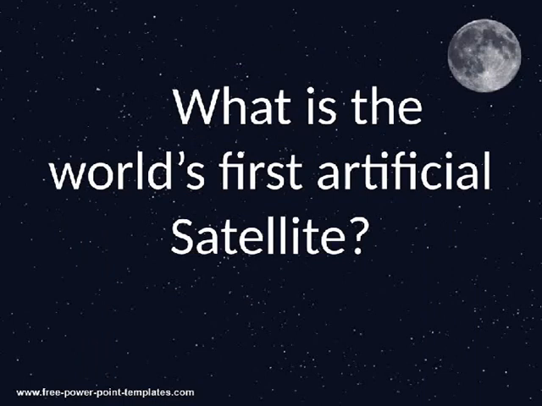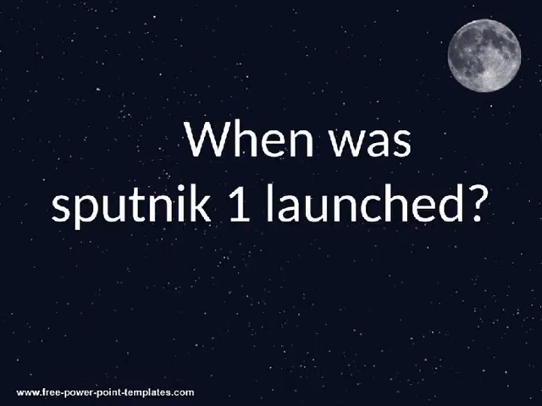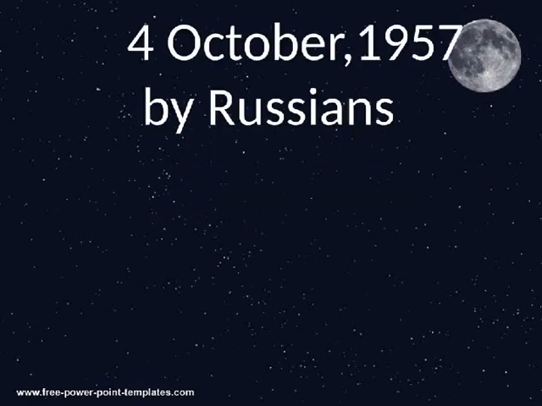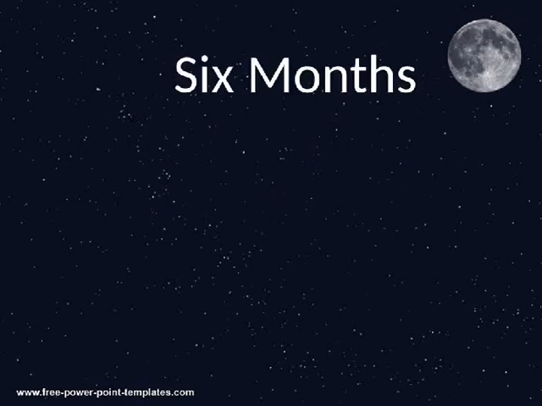What is the world's first artificial satellite? Sputnik 1. When was Sputnik 1 launched? 4th of October, 1957 by Russians. How long Sputnik orbited Earth? 6 months.